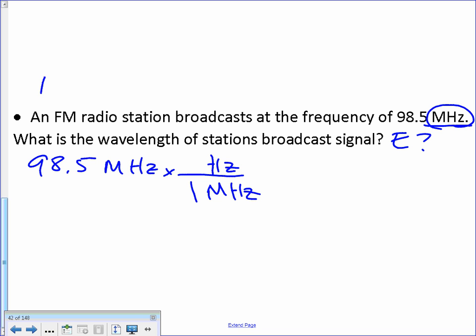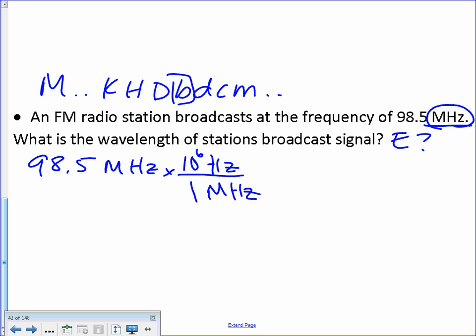If we call hertz a base unit because it doesn't have a prefix, mega, King Henry died by drinking chocolate milk, and everything else. How many zeros away? 6. So that's 10 to the 6th hertz difference there. So then that would be 9.85 times 10 to the 7 hertz. Yeah, which is also per second. Okay, so that's our B.